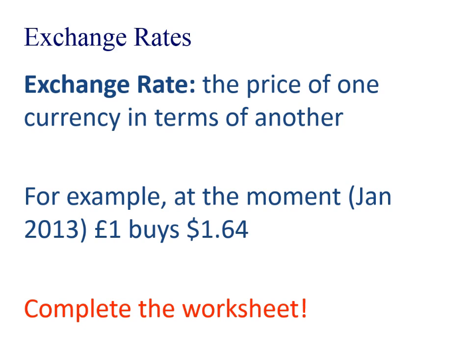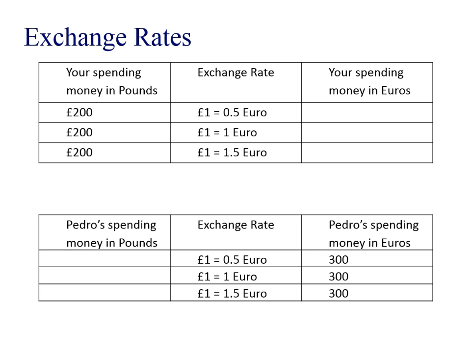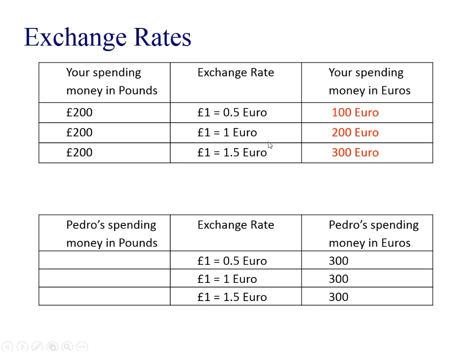So, looking at exchange rates: exchange rates are simply the price of one currency in terms of another. I'm using old data here, but in January 2013, £1 bought $1.64. Probably when you're looking at exchange rates, it's from your own experience of going on holiday. Imagine you've saved up £200 to go abroad, maybe with your friends or family, and you're thinking about how much spending money that's going to give you. At different exchange rates, it gives you different amounts of spending money.